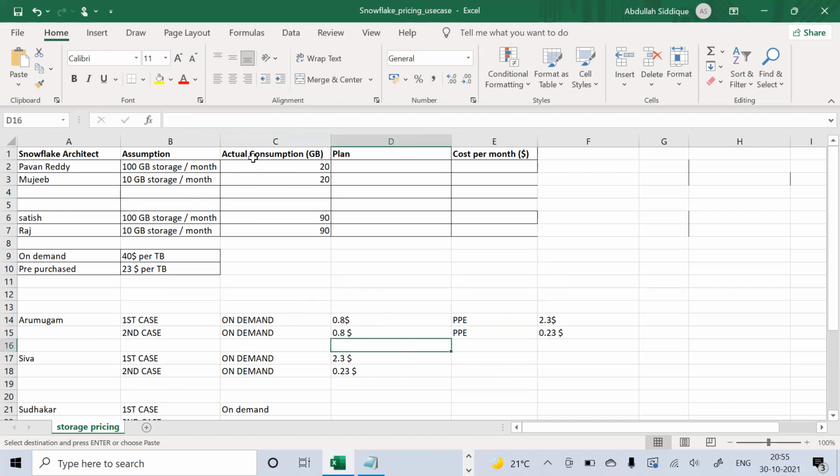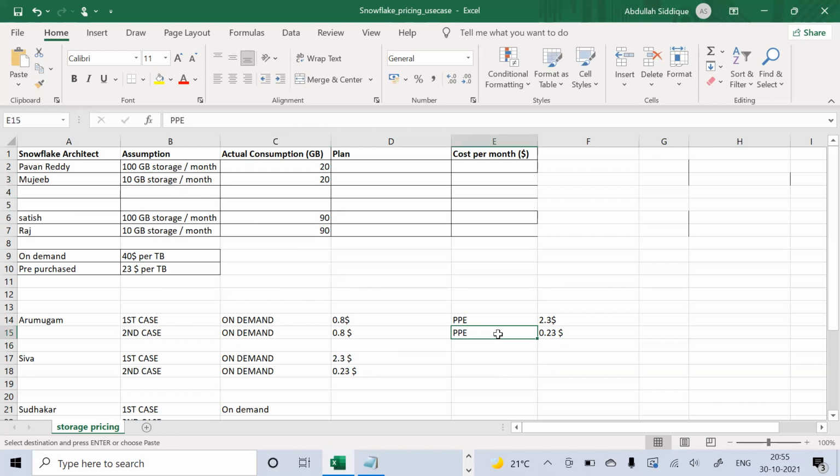Sorry, for the first case, if the assumption is more but the consumption is less, we have gone for on demand. And if the assumption is more and the consumption is more than that, we have gone for pre-purchase. So that is the kind of pattern we conclude with this.